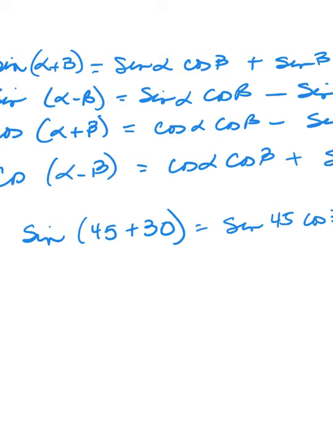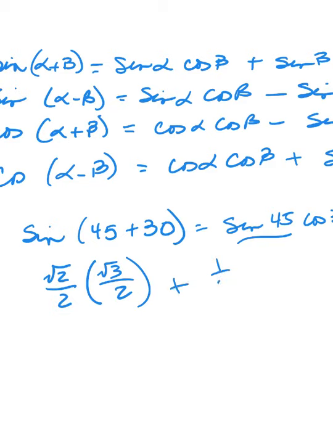So, what is the sine of 45? You just go to your unit circle, and it's root 2 over 2. What is the cosine of 30? I believe it's 1/2. Somebody verify that for me. The cosine of 30. No, it's root 3 over 2, sorry. And then plus the sine of 30, which is 1/2, and the cosine of 45, which is root 2 over 2.